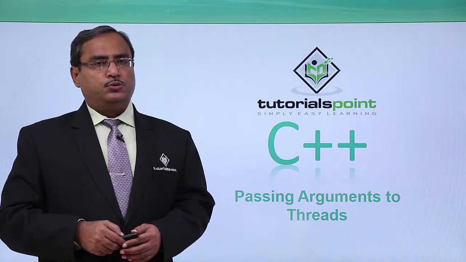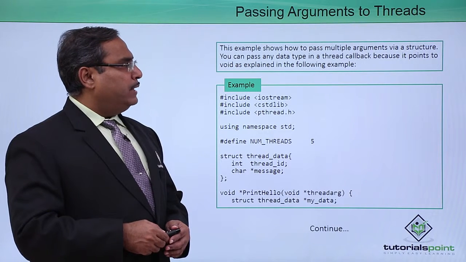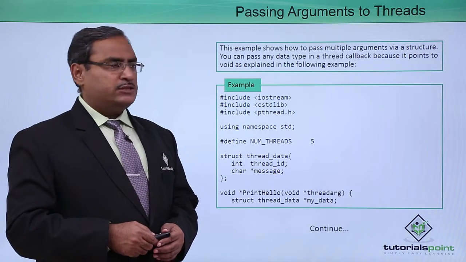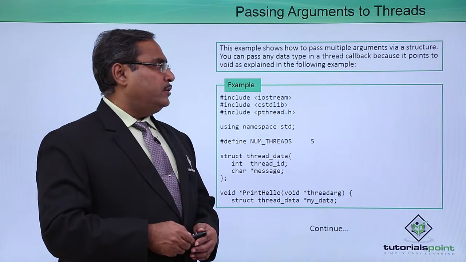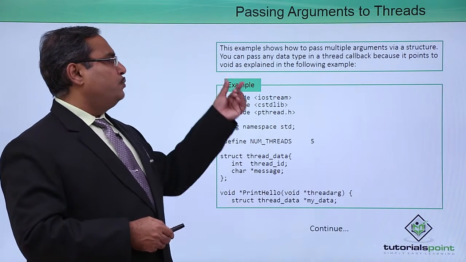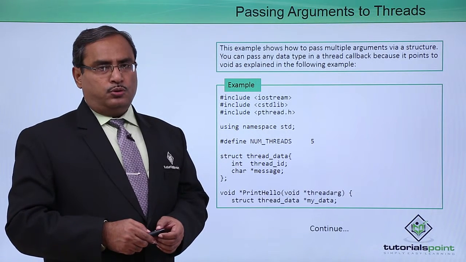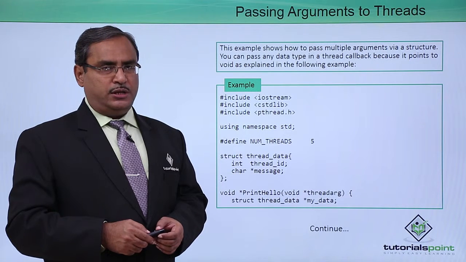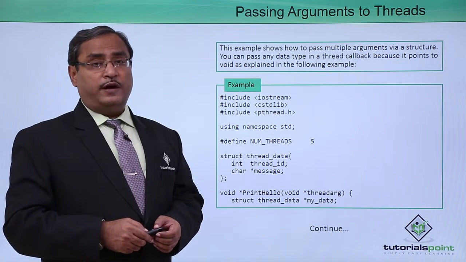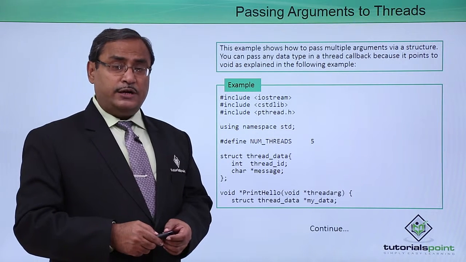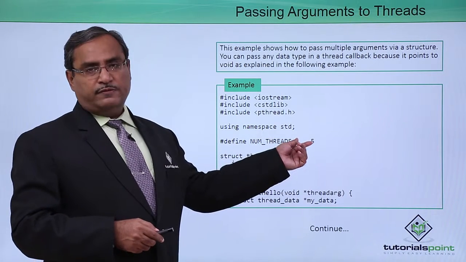Passing arguments to thread. This example shows how to pass multiple arguments via a structure, and you can pass any data type in a thread callback because it points to void, as explained in the following example. So now let us define one structure, and the structure will have multiple fields, and that structure variable will be passed as thread arguments. So here we have defined this NUM_THREADS as the value 5.